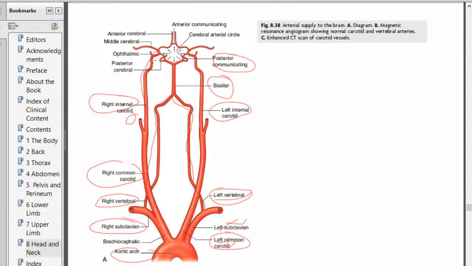This is the ophthalmic artery that is coming from the internal carotid artery. This is the middle cerebral artery right here. Anterior cerebral artery, and this is the anterior communicating. This is the posterior communicating. This communicating artery communicates the blood from the basilar artery to the internal carotid artery. That's why it is given the name communicating artery: anterior communicating artery and posterior communicating artery.